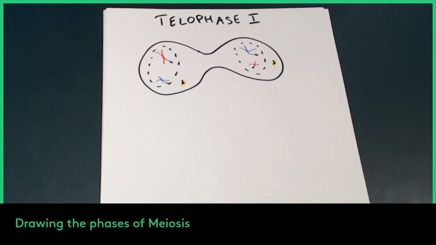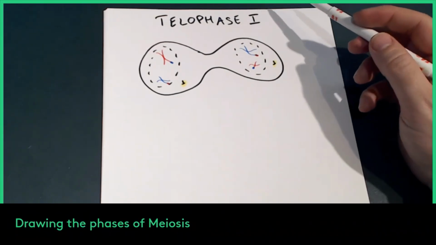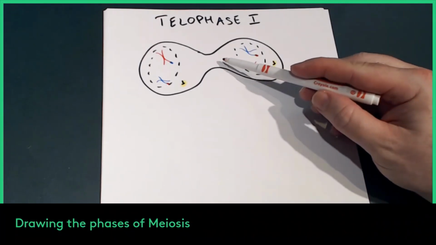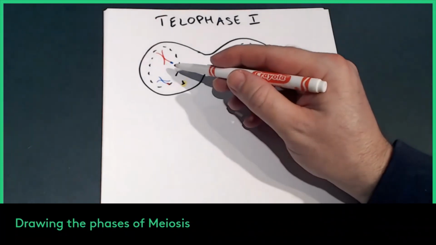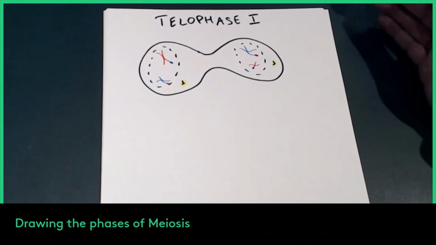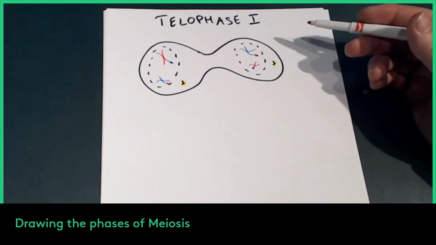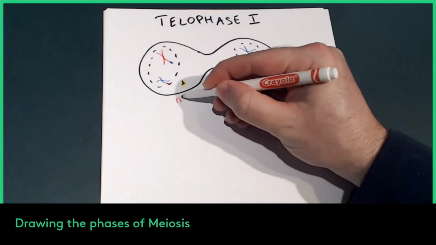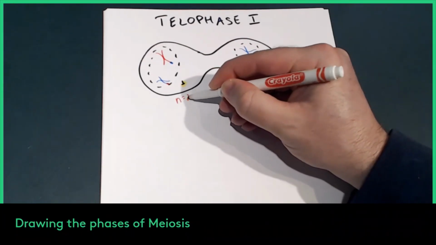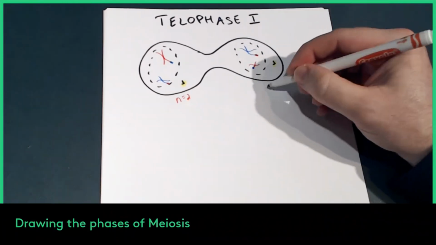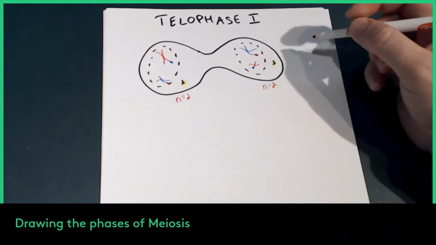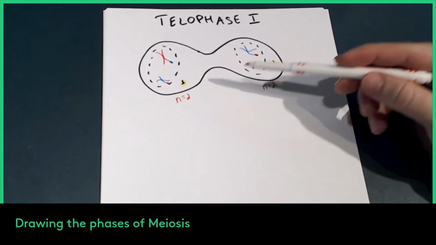But technically, think about what both of these cells are going to be. We started with 4 chromosomes in the cell, but once we finish cytokinesis, this is no longer a 2n equals 4 cell. That was a diploid cell, meaning mom and dad each gave 2 chromosomes to make it 4. This is technically an n equals 2 cell. N equals 2. If it was a human, this would be 23 and 23.